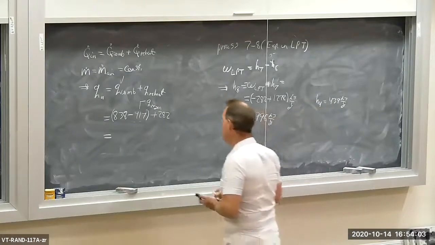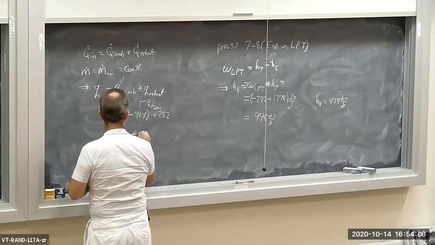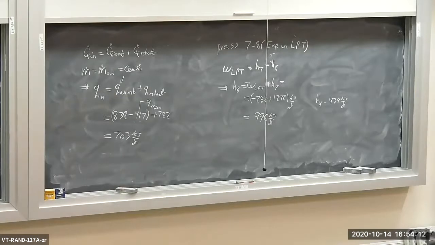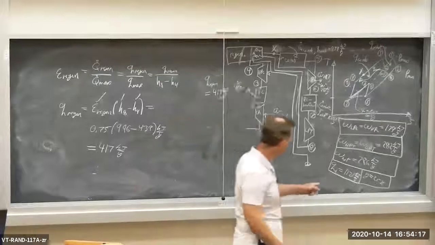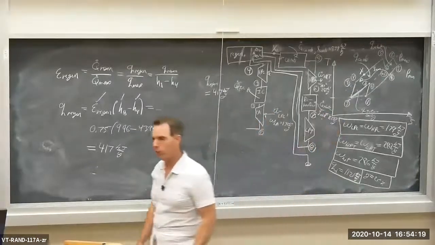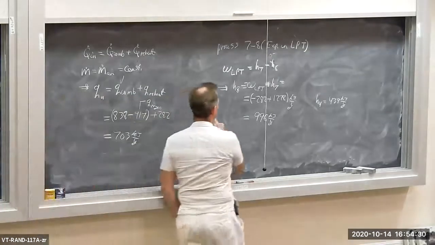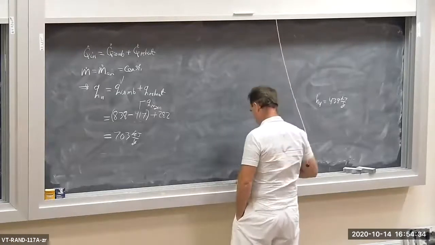And our new heat addition drops down to 703 kilojoules per kilogram. Without the regenerator, it was 1100. It's dropped down to 703 kilojoules per kilogram. Let's recalculate the efficiency with the regenerator.